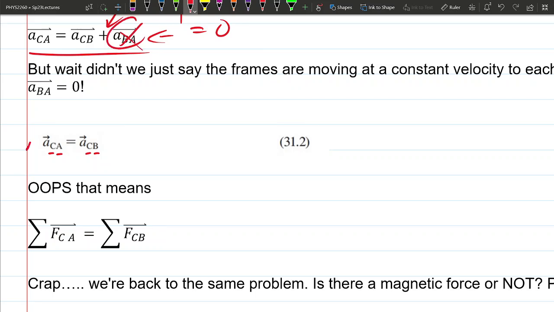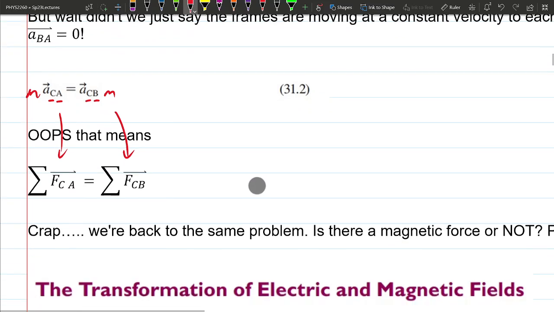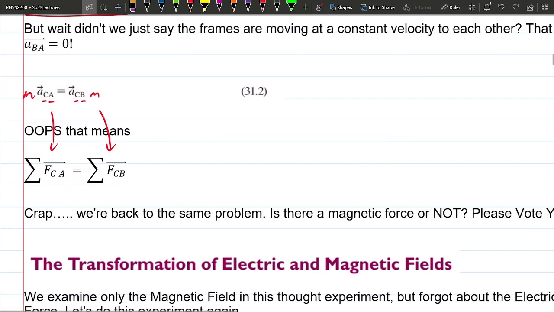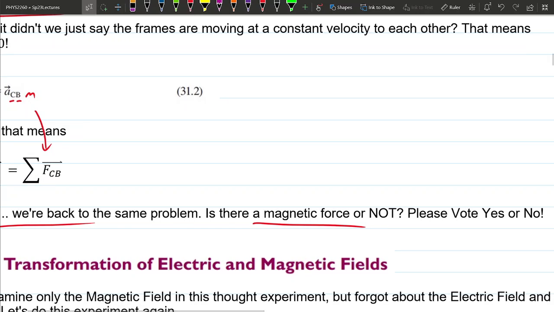So if you multiply both sides by m, you end up with force. Mass times acceleration is the force. So you would think that the force, in this case, and I'm going to flip back and forth between the cat and the charge, the force that the charge will have in Alex's frame should be exactly equal to the force on the charge in Brittany's frame. So now we're back into the same problem. It seems like the two reference frames should have the same forces, but why is it that one has a magnetic force and the other one doesn't?